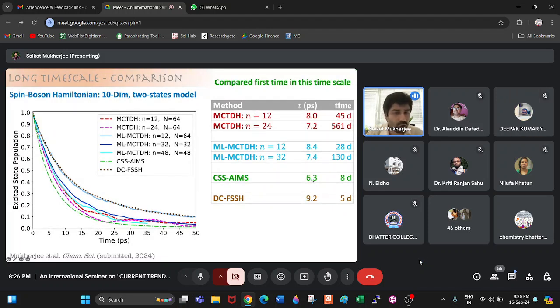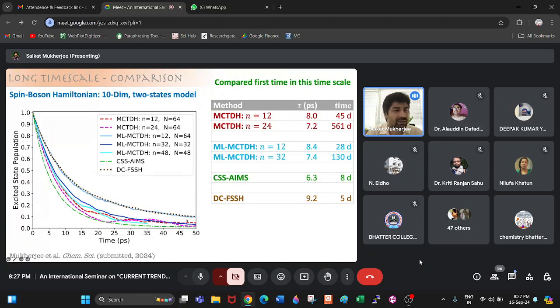It is slightly low lifetime because this is not the normal AIMS. It is a highly crudely approximated AIMS. Why? Because if I want to do the normal AIMS, my computer will explode. So I had to kill a lot of basis functions to propagate my trajectories. And probably that is why the lifetime is much slower here.